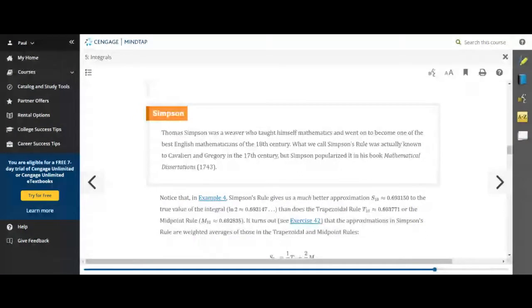By the way, here's a note on Thomas Simpson. He was a weaver who taught himself math and went on to become one of the best English mathematicians of the 18th century. That's the 1700s. He popularized the rule in his book from 1743. So we're talking almost 300 years ago.